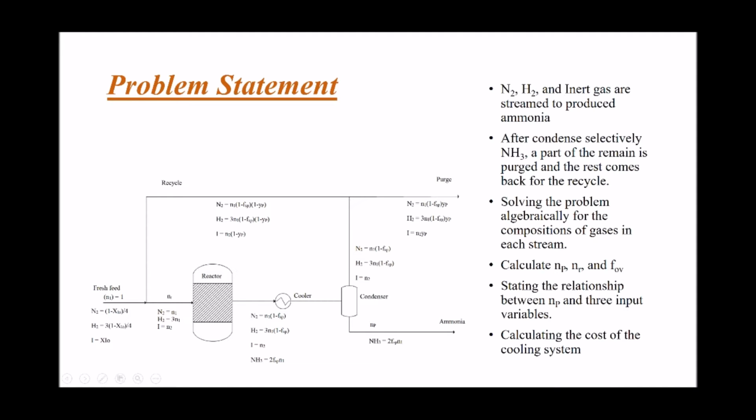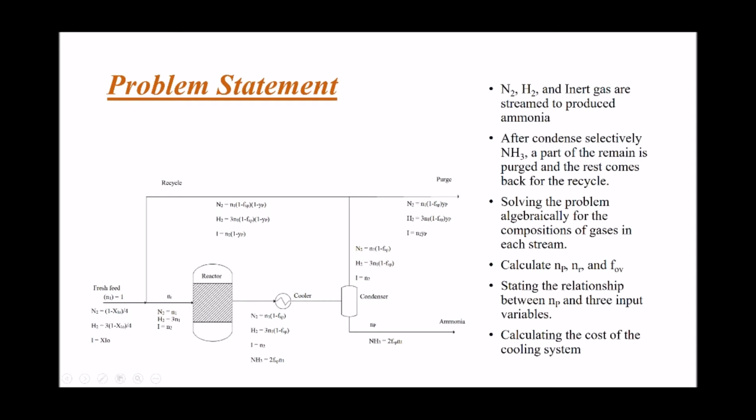The problem you have to solve is to solve algebraically for the compositions of the gases in each stream and calculate NP, the moles of ammonia, and NR, the moles of gases that come to the reactor, and FOV, the overall conversion factor of nitrogen. Then you have to state the relationship between NP and three input variables. The three input variables are XI0, FSP over here, and then YP, YPurge.